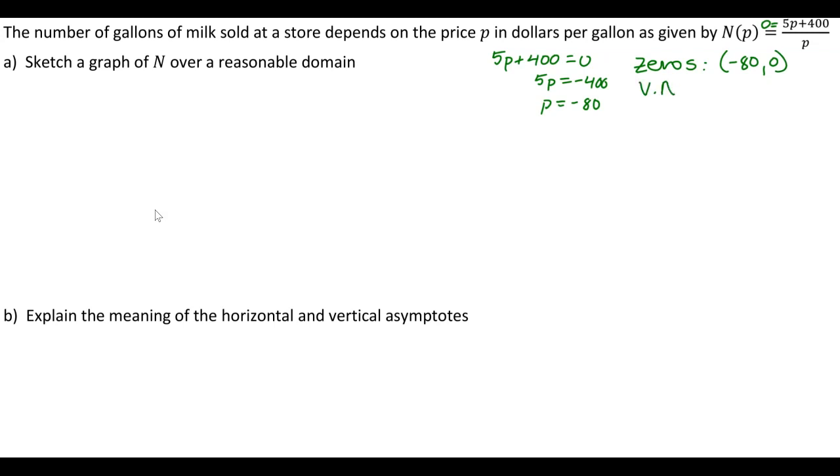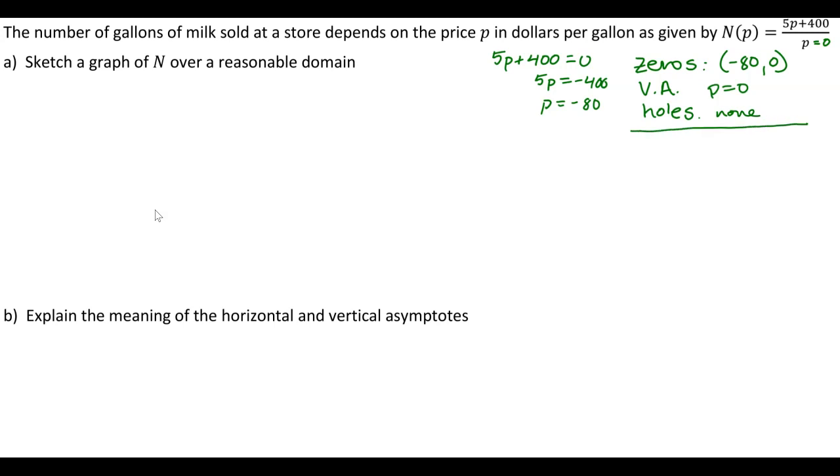Vertical asymptotes or holes. We would check when the function is undefined, which means the denominator equals 0. And that is a simple one. Since the denominator is just plain old p, it happens if p equals 0. Since there is not also a lone p to cancel out of the top, there is no hole in the graph, so it's just going to be that vertical asymptote.